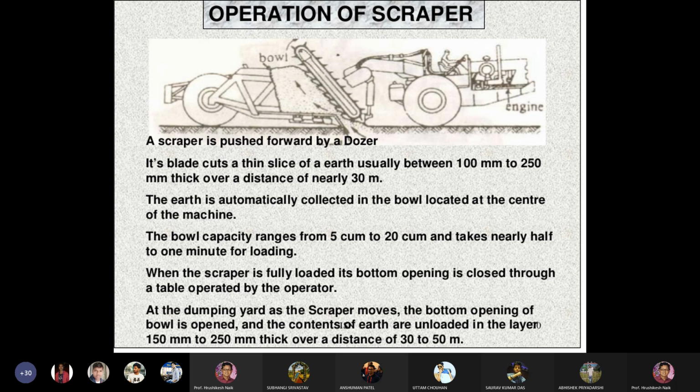When the scraper is fully loaded, its bottom opening is closed through a table operated by the operator. At the dumping yard, as the scraper moves, the bottom opening of the bowl is opened and the contents of earth are unloaded in a layer 150 millimeter to 50 millimeter thick over a distance of 30 to 50 meters.